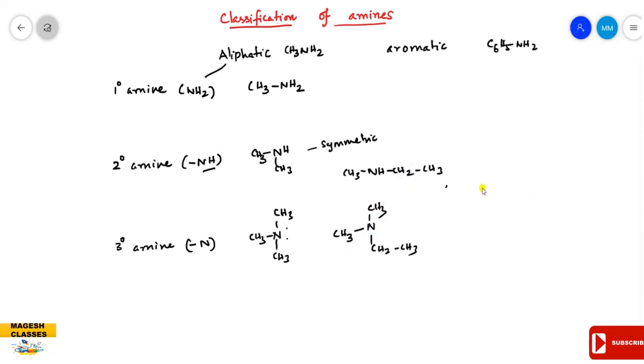In this way, the aromatic amine is also classified as primary, secondary, and tertiary amine. So it is a primary amine. In case of secondary amine, two aryl groups are attached, so it is diphenyl amine. If three alkyl or aryl groups are attached, it is said to be tertiary amine. Here one C6H5, one CH3, and another C6H5. So it is an aromatic tertiary amine. Okay, so this is the classification of amines.